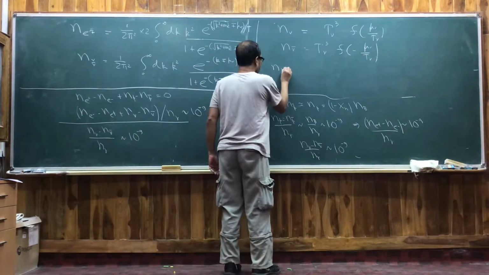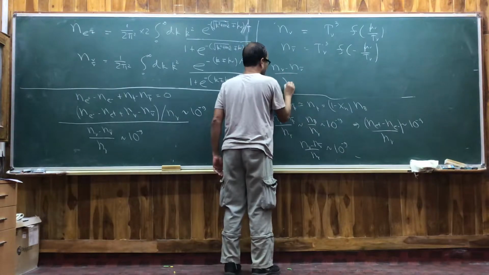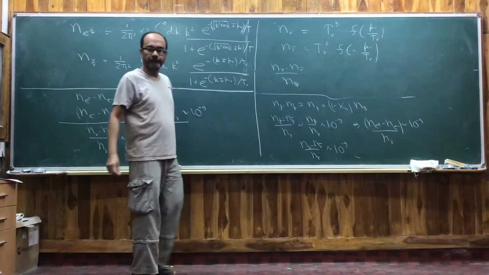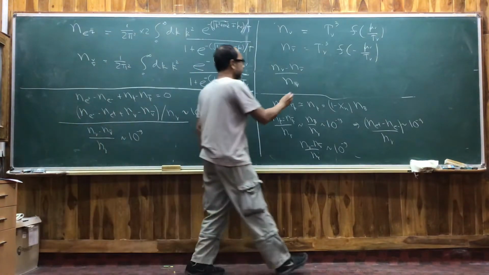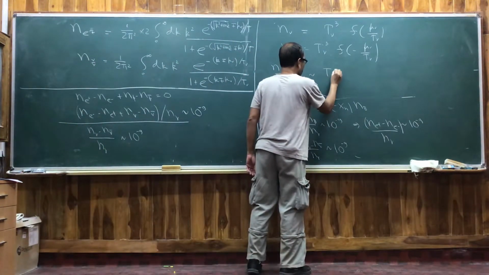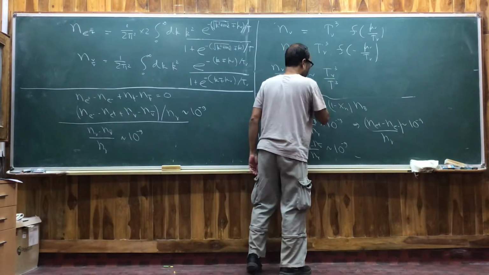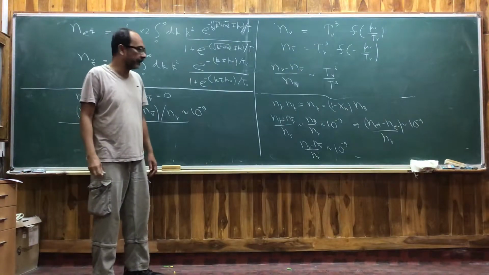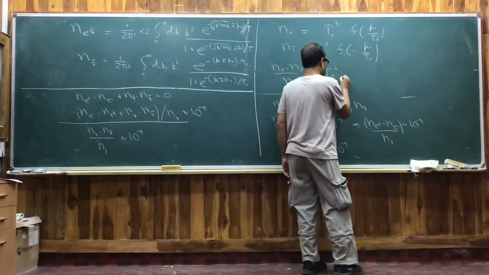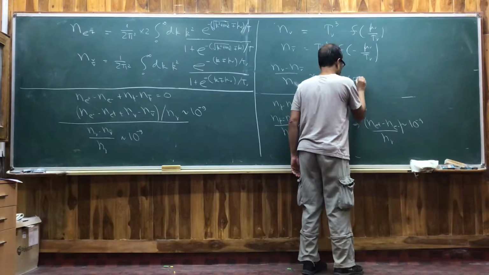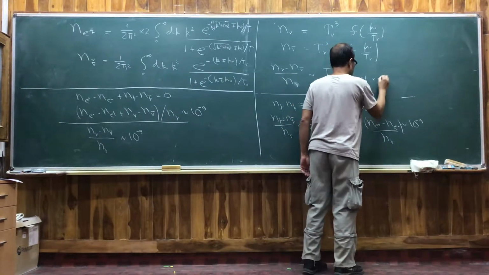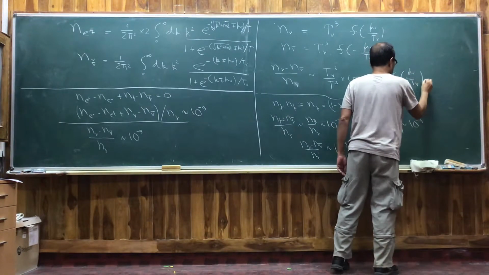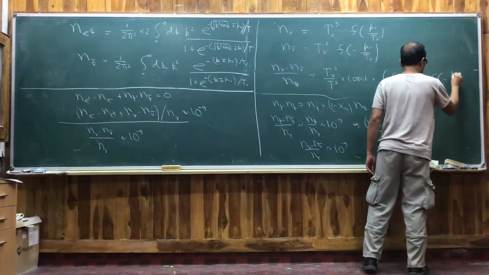So N nu minus N nu bar over N gamma. N gamma goes as t cube, right? Some constant times t cube. So this goes as t nu cube over t cube, up to some additional numerical factors, times a constant, times f of mu nu over t nu minus f of minus mu nu over t nu.